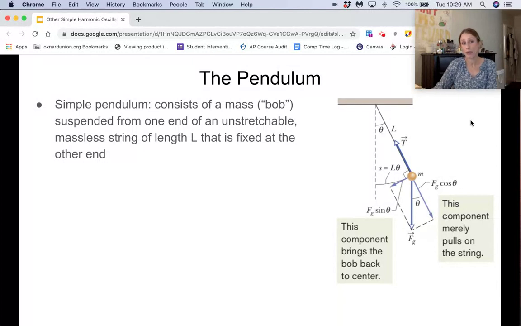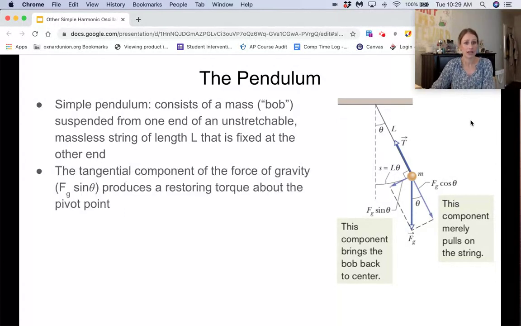Our simple pendulum consists of a mass, which we call a pendulum bob, suspended from one end of an unstretchable massless string of length L that is fixed at the other end. The tangential component of the force of gravity, Fg sine theta, produces a restoring torque about the pivot point, like I said before. That restoring torque will be equal to the moment arm times the force.